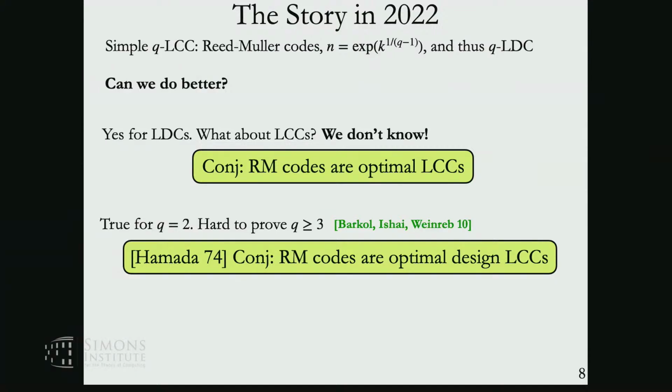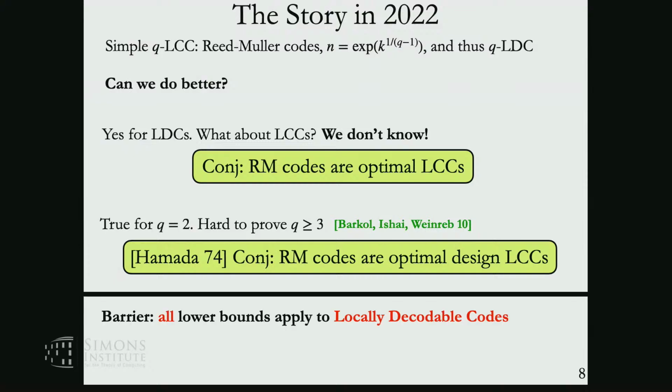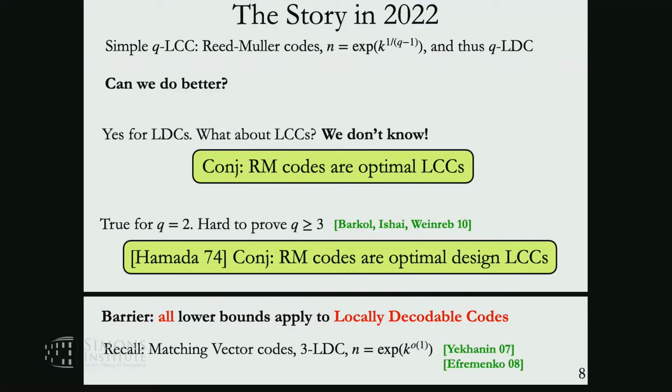And the thing is, if we want to try to prove either of these, there's a very big technical barrier in all our techniques, which is that all our lower bound techniques actually apply to locally decodable codes, the weaker object, not just locally correctable codes. And remember I said matching vector codes are 3-query locally decodable codes of a block length much better than Reed-Muller. So in particular, if we're only proving lower bounds for locally decodable codes, we cannot get either of these 2 statements.